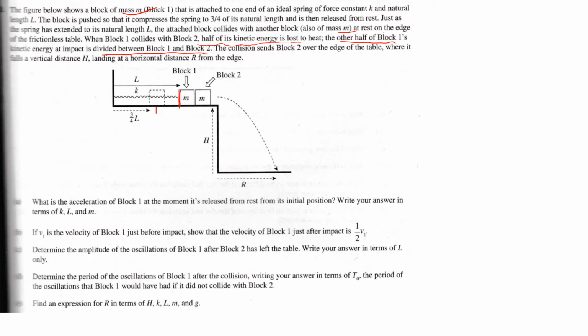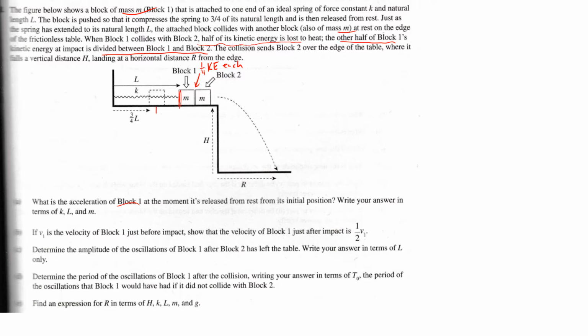Since half is wasted, each block is going to get 1/4 of the kinetic energy each, right? Because it's half of half. The collision sends block 2 over the edge, where it falls a vertical distance h, landing at a horizontal distance r. What is the acceleration of block 1 at the moment it's released from rest from its initial position? Write your answer in terms of the given quantities.